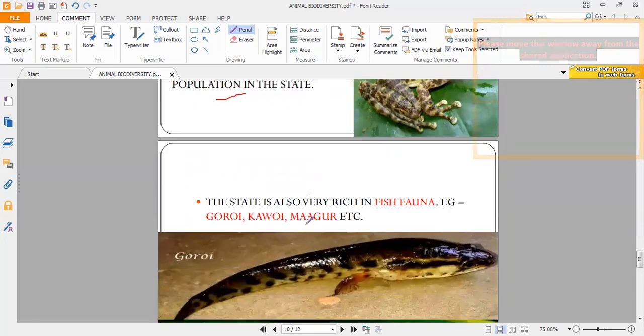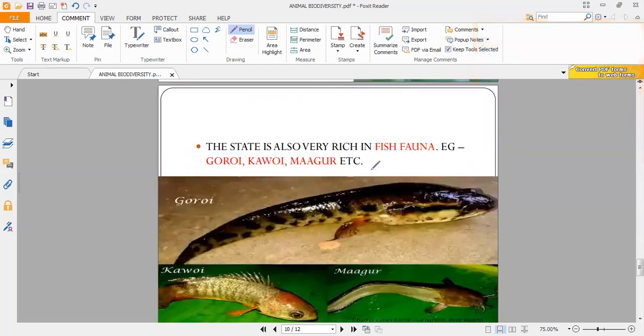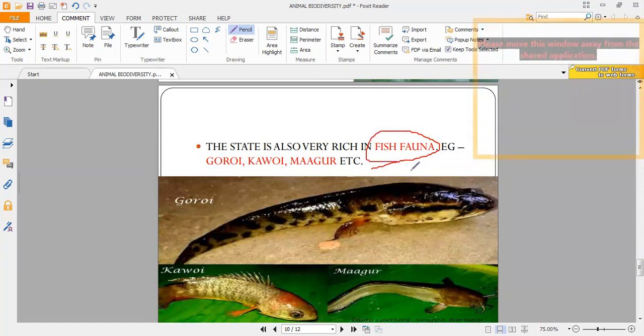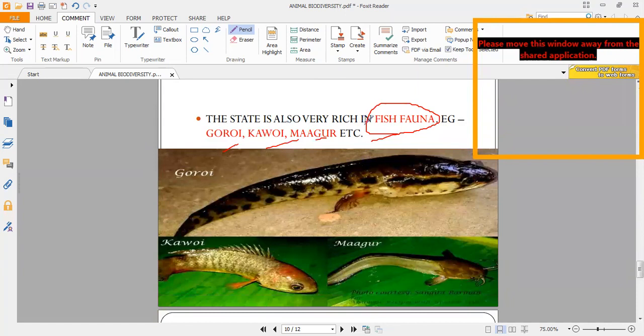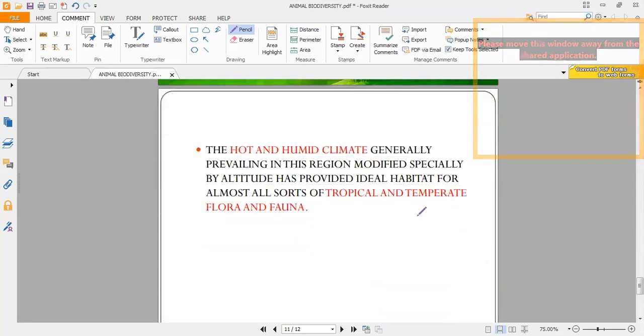Then again, when we talk about fish fauna, the Assamese cuisine is represented by different types of fishes, local fishes like boroi, kawai, and magur. This kind of fishes are part of Assamese food culture, and they are also found in different parts of the state. So the fish fauna is mostly represented by the fish boroi, kawai, and magur. These are the fishes you can see in our state.